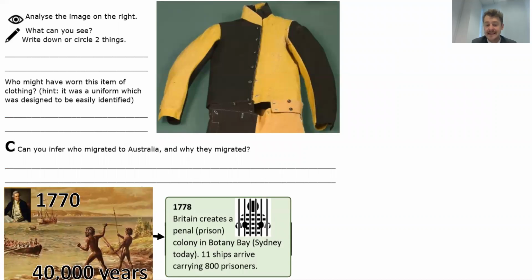So from 1778, they create what I said before, a penal colony. That is a prison colony in Botany Bay, which is now Sydney. And 11 ships arrived carrying 800 prisoners. That is a huge amount of people who were put there. They were sent to Australia not to be put behind bars in a traditional prison, but to create roads or work on farms, do very hard work that could help the empire make money. There were lots of things in Australia that were very desirable for the British government, such as natural resources, and a huge amount of gold that was found as well.